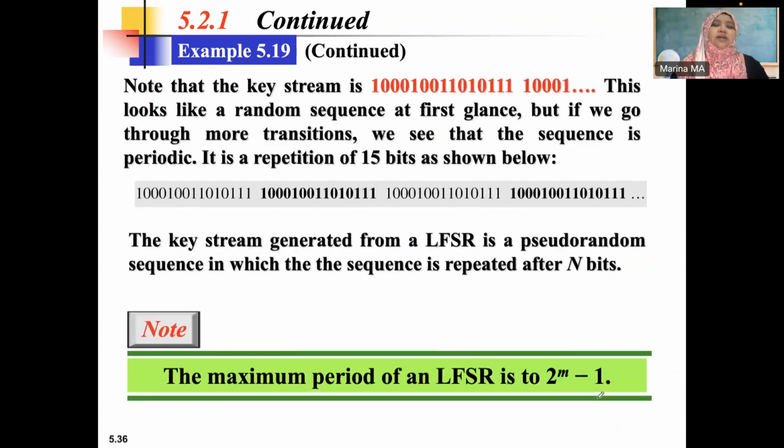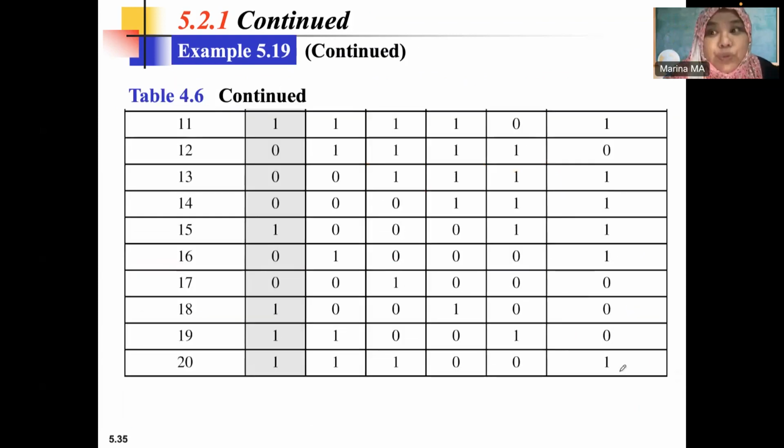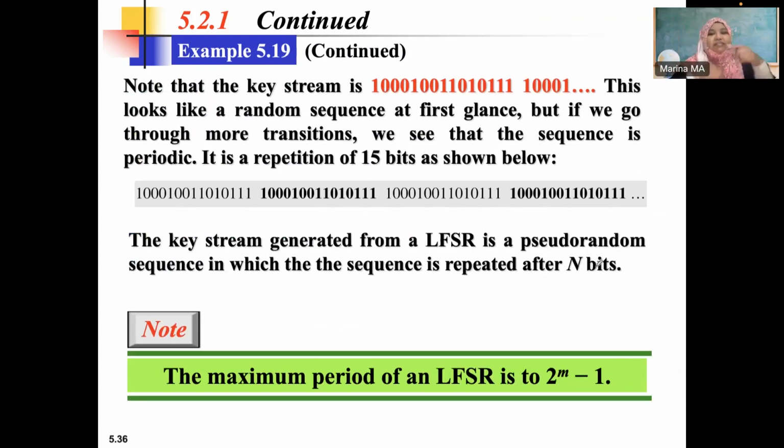Here it says, note that the key stream looks like a random sequence at first. This looks like a random sequence, 1000 100. It looks random, but actually it is what we call pseudo-random. Not totally random, but pseudo-random. It's not actually random because it repeats. You will see there's a pattern up to 15 bits, and then it repeats itself. So it looks like random, but it's not totally random, so we call it pseudo-random. LFSR is a pseudo-random sequence that produces the key.